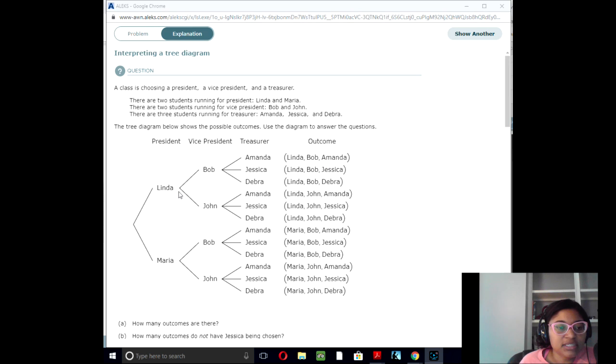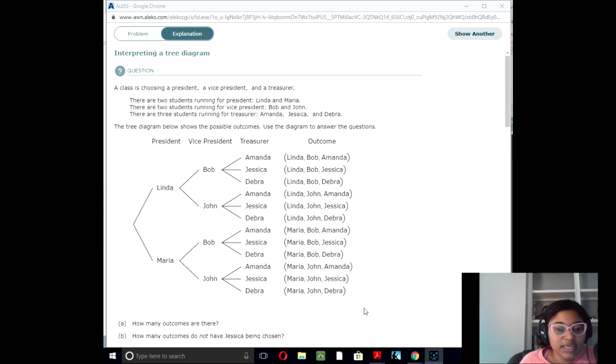So then we have the president is Linda, the vice president is John. Then once again, we have the names listed. And the easiest way to do it is the way that they have it here up top, and just list the names in order as Amanda, Jessica, and Deborah. And they did it in all instances here. And then if John is the vice president, you could have Amanda, Jessica or Deborah as the treasurer, and those possible outcomes could end up being Linda, John, and Amanda, Linda, John, and Jessica, Linda, John, and Deborah. So now you kind of see the flow of how the possible outcomes could be.